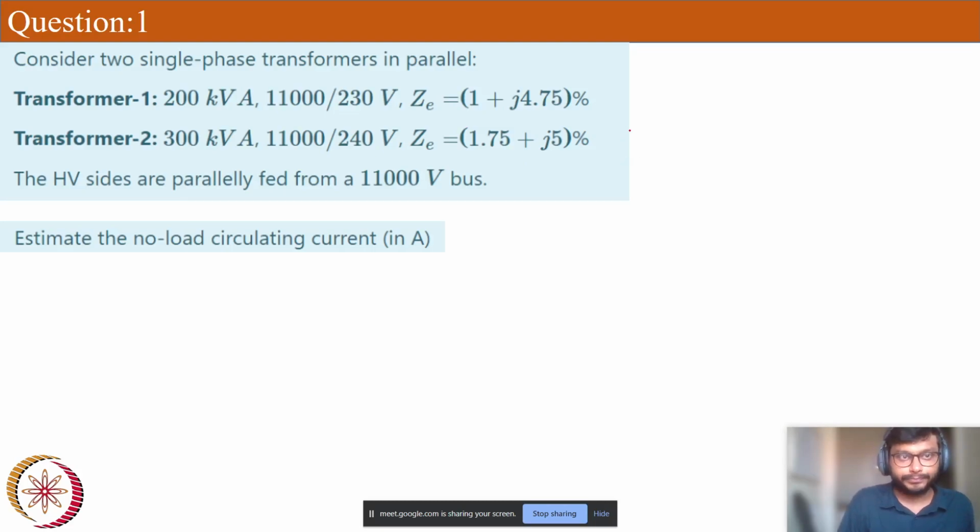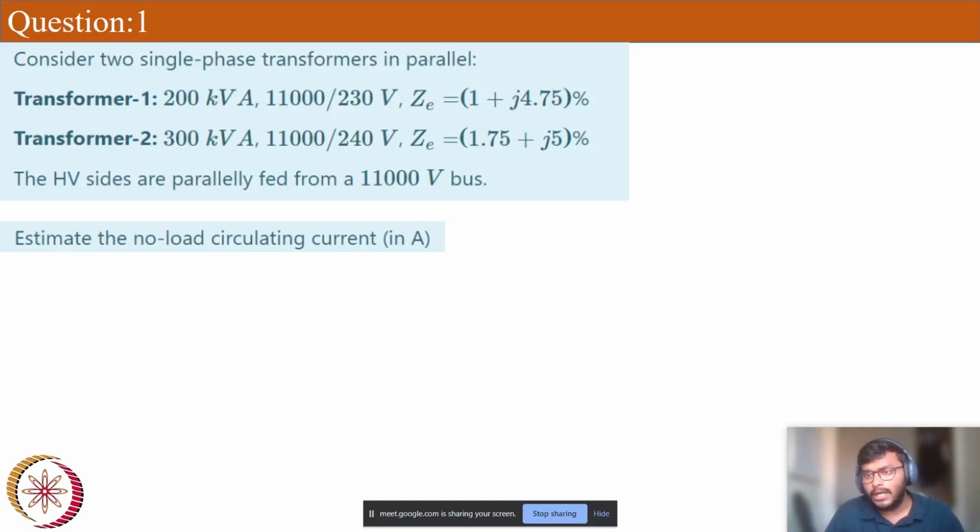So let's look at the given data first. We were given two single phase transformers, and those two single phase transformers are in parallel. We are discussing the parallel operation of transformers. You can observe here that the two transformers are of different kVA ratings. 200 kVA is transformer 1, and my second transformer is of 300 kVA.